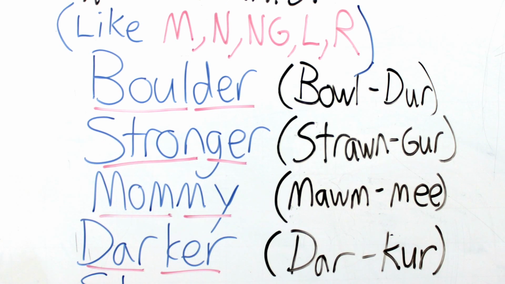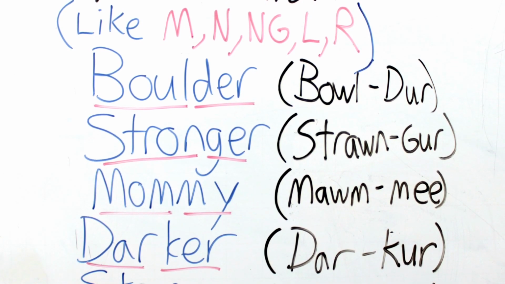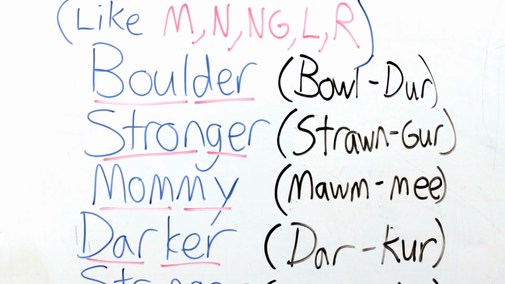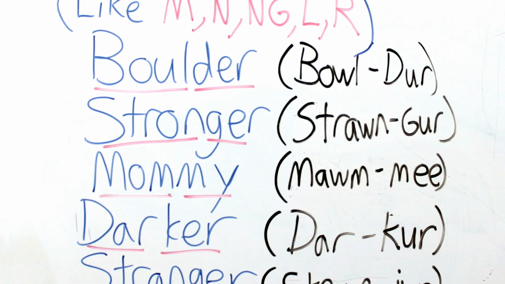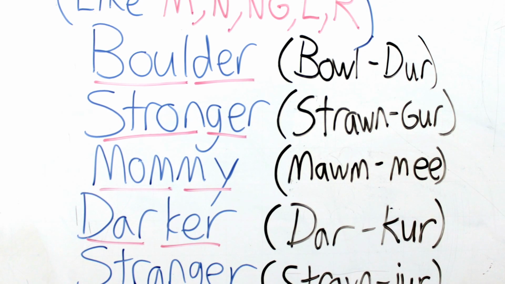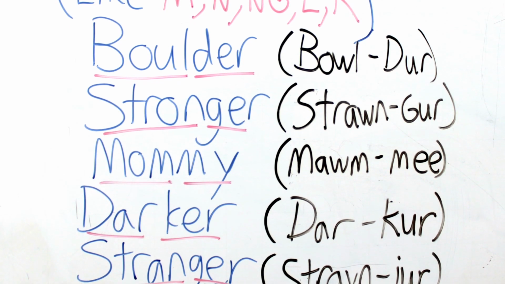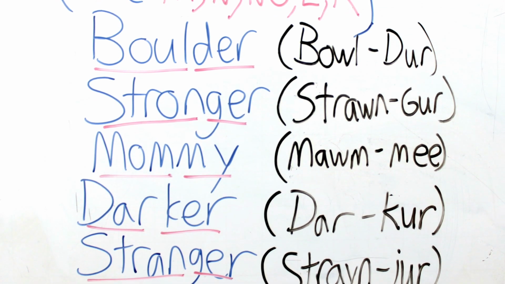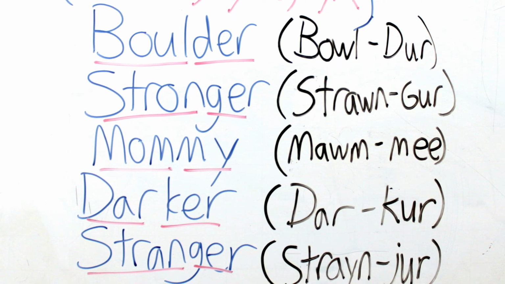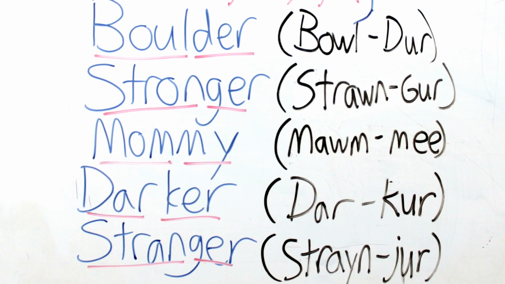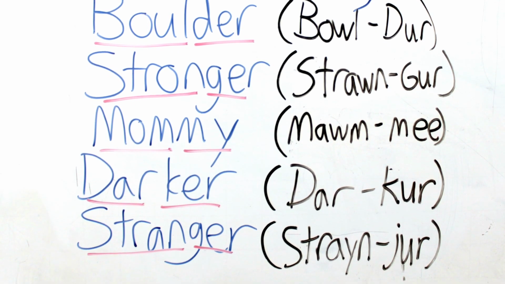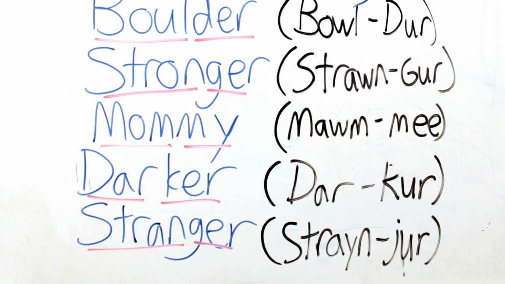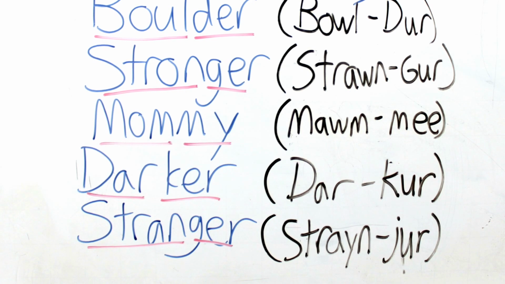Look at the words one more time. I want you to see how each example ended their first syllable on a consonant, but then a new consonant started the next syllable. For instance, darker, dar ends with a consonant R, and then cur. That syllable starts with a consonant again. Stranger, the first syllable ends with the N, strain, and then ger, the next syllable starts with a consonant.